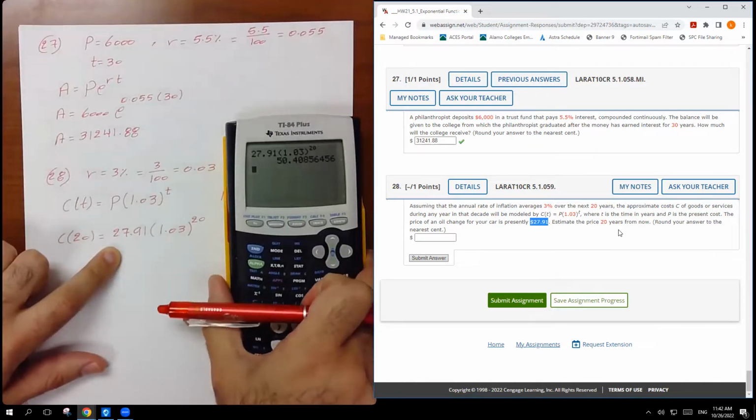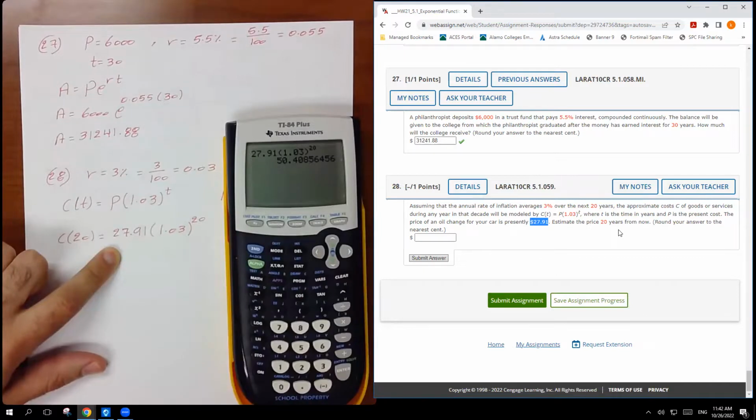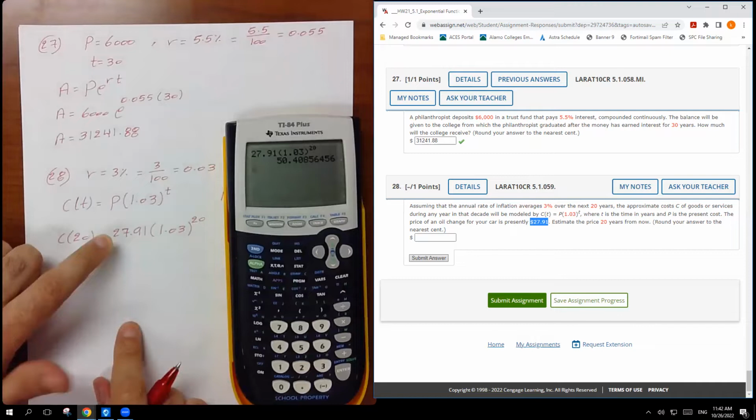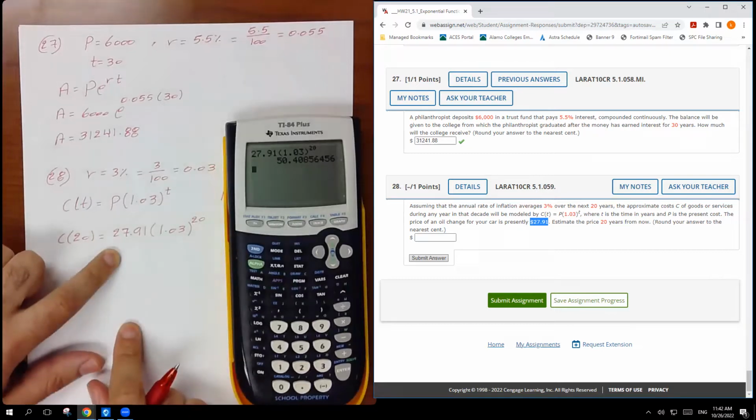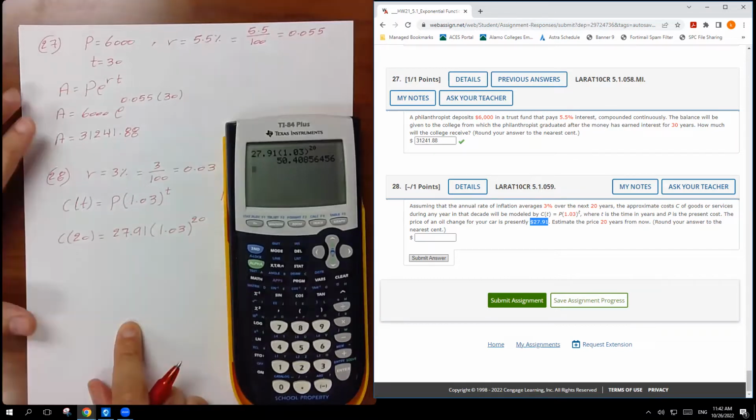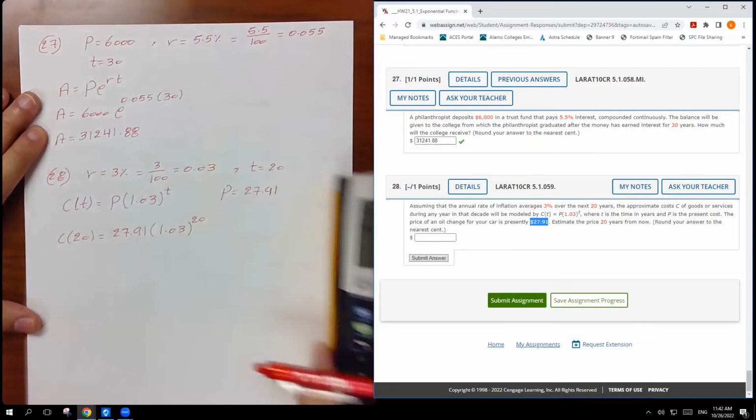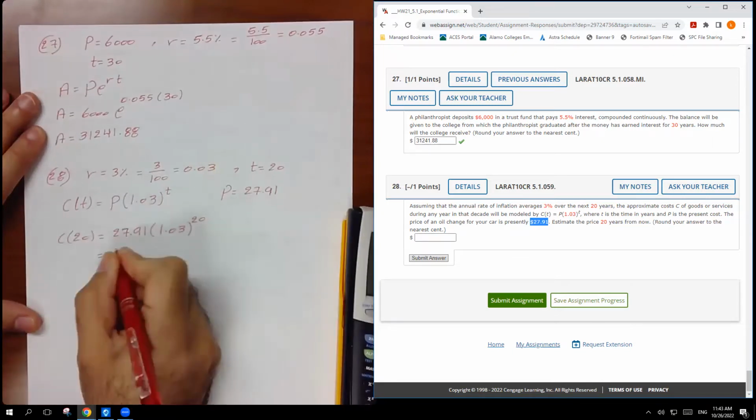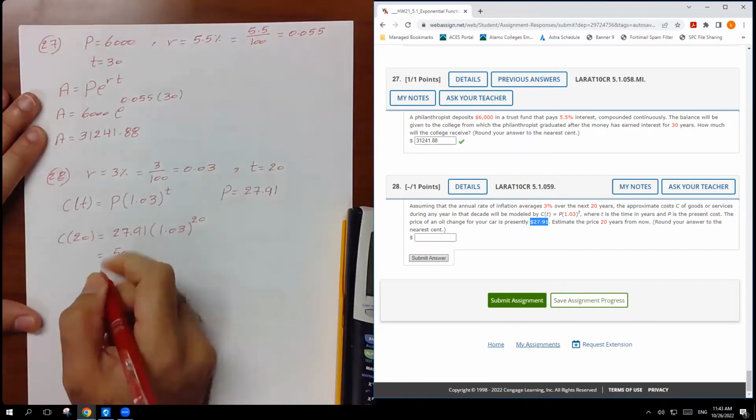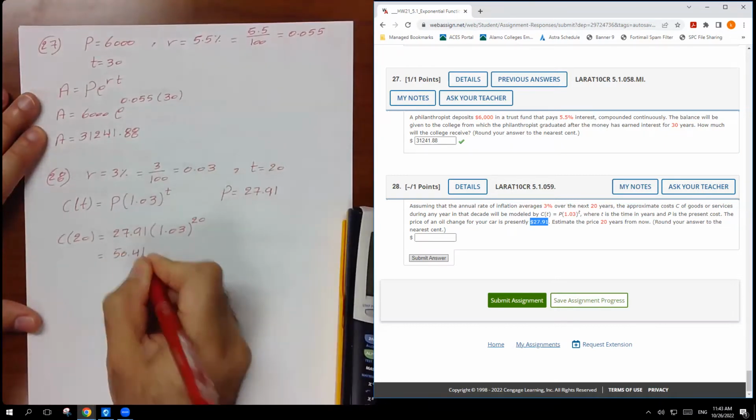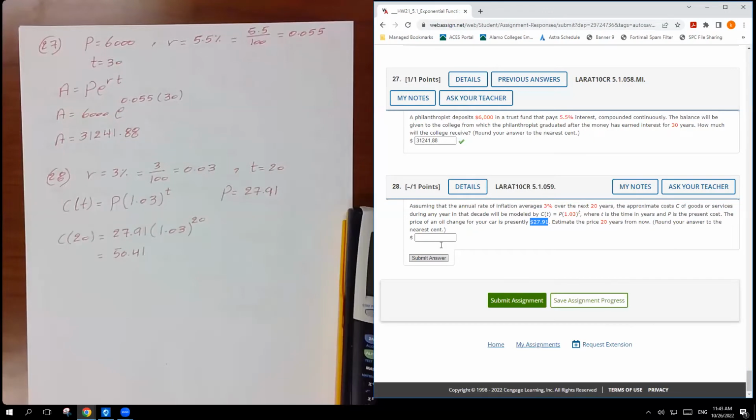50? One second, for 20 years. That doesn't make sense. So the cost is 50 point, to the nearest cent, it's going to be 50.41. Doesn't make sense, but that's what we got. 50.41.